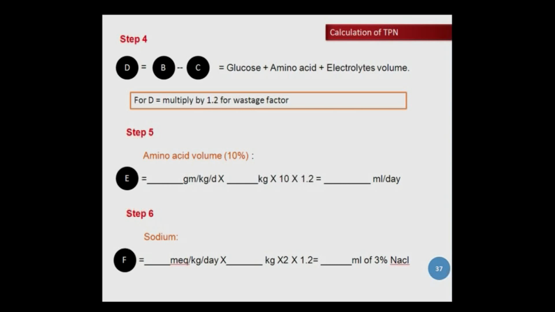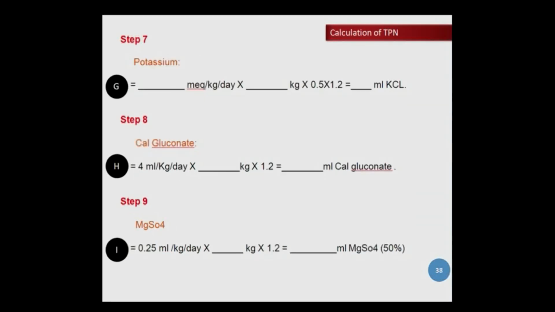Now in step number 6, the sodium requirement is calculated. We will try to get the entire volume by using 3% NaCl, which contributes 2 milliequivalents per ml. For step number 7, we will calculate the requirement of potassium, keeping in mind potassium chloride contributes 2 milliequivalents of potassium per ml.